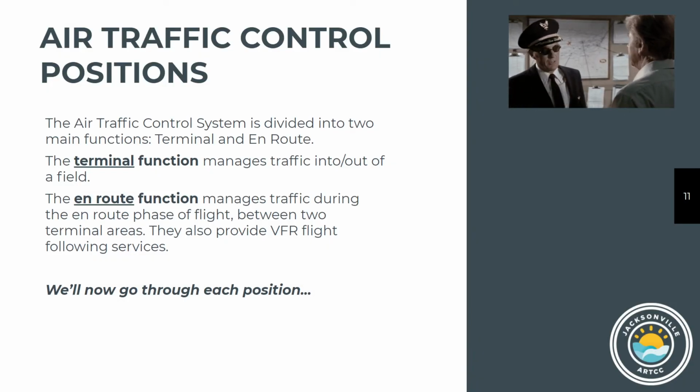We're going to go over the air traffic control positions now. Generally, they're broken down into two parts. They're broken down into the terminal function, which manages traffic in and out of an airfield, and the en route function, which manages traffic in between the terminal functions, right? The en route function also provides the VFR flight following we mentioned. We're going to go through each position.